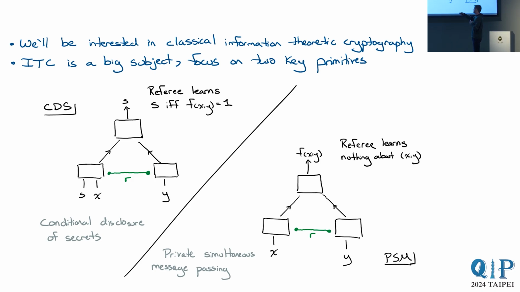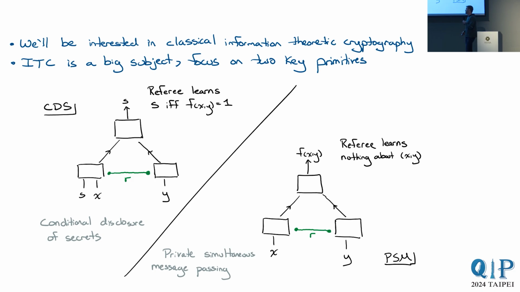So the 2 primitives are called CDS and PSM. CDS is short for conditional disclosure of secrets. It's a scenario that involves 3 parties, Alice, Bob, and a referee. Okay. Alice and Bob do not communicate, but they do share randomness, which is this R here. Alice gets an input string of length n, x. Bob gets an input string of length n, y. And then Alice also holds a secret, which is some short string s.